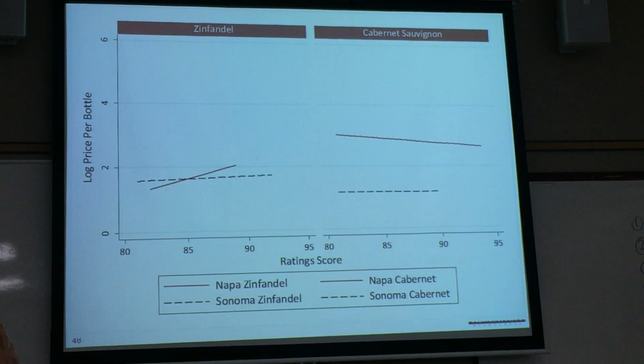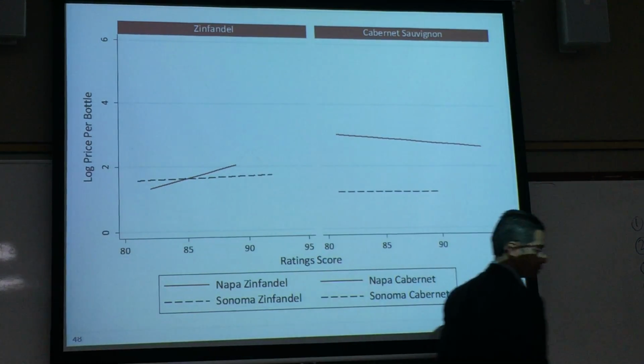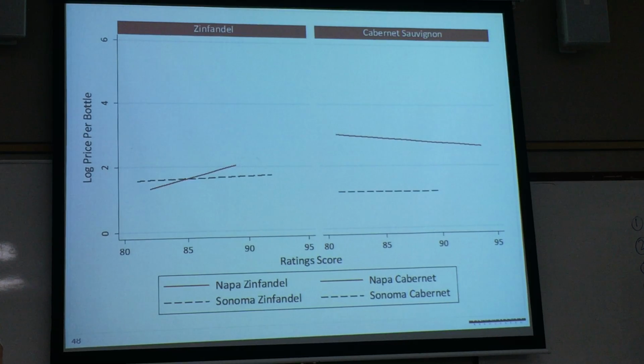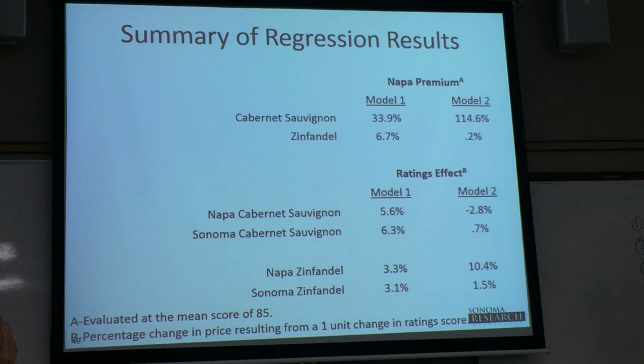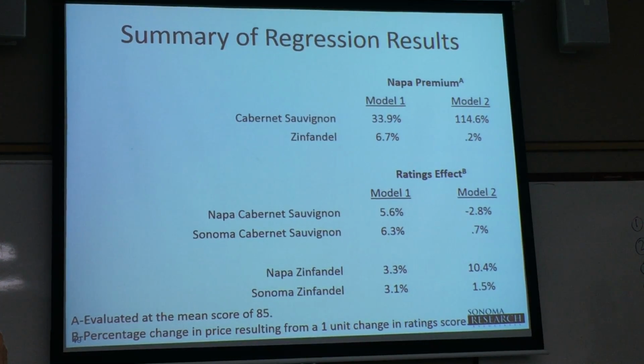So let's go to the same calculations. Well, there it is. It's 114%, my mistake. So what does that mean? It means that consumers are willing to pay more than twice as much for a cab from Napa over an equivalently ranked cab from Sonoma. That's the value of a brand, of a regional brand.